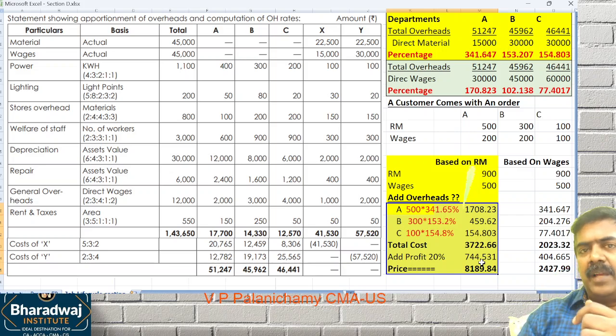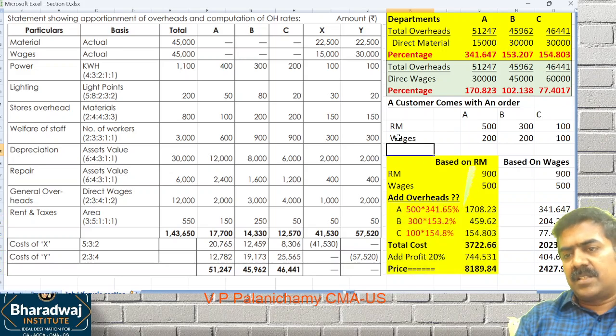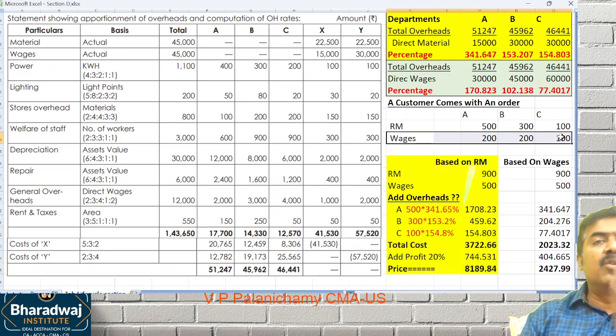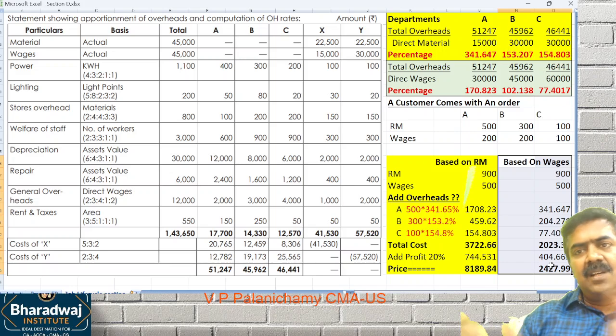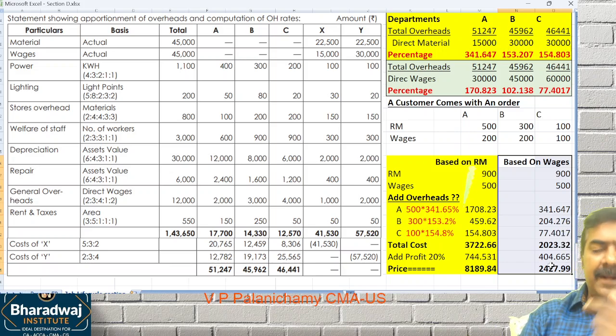Some quality should be maintained, but the amount of work that you do determines the output, the buying behavior of the customer. Then wages. More work done, more wages will be there. You can absorb the overheads based on which one? Wages. There are other methods also. I will come to that later.